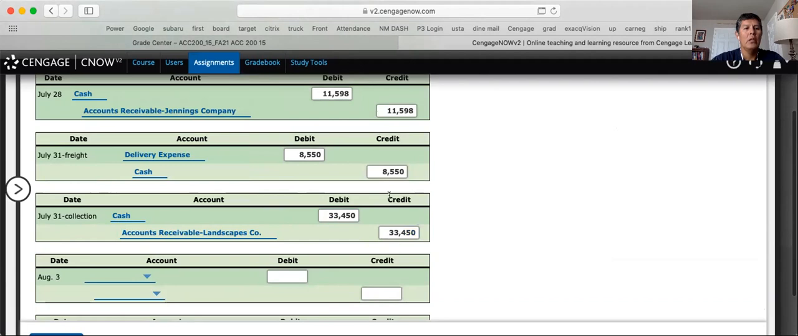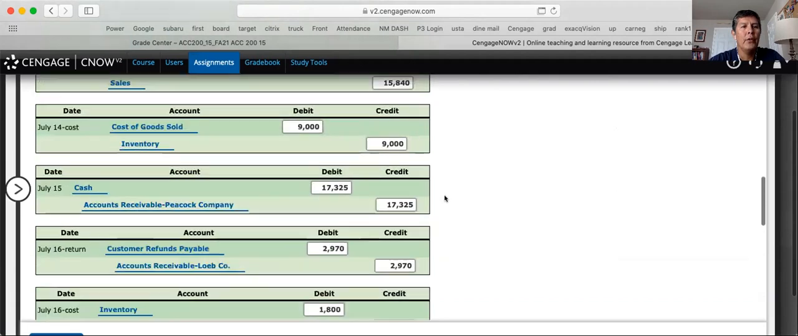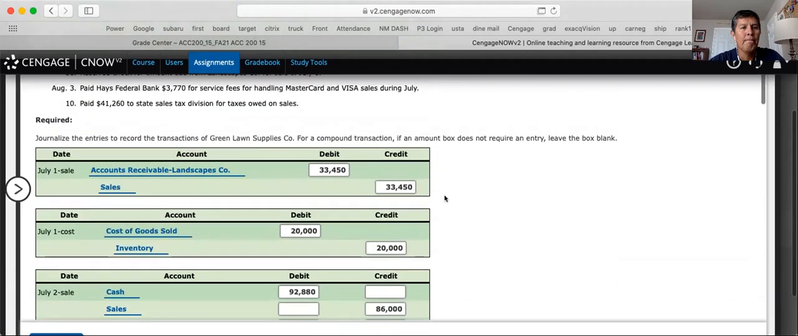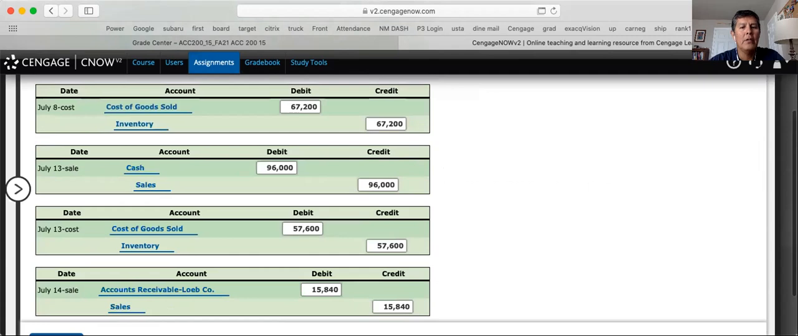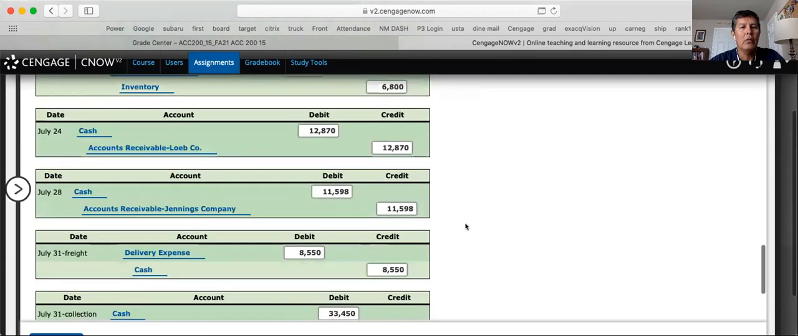Now let's see what happens on August 3rd. Paid Hayes Federal Bank $3,770 for service fees for handling merchandise and bank sales. So we're paying this. Remember, any service fees are going to be expensed. $3,770.